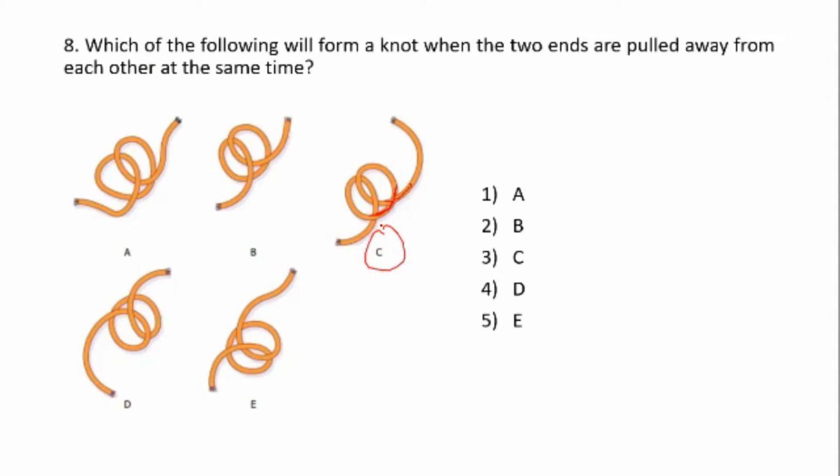Why? Because you can see that one of these is above this overlapping rope, and the other one is on the bottom part. So when you pull this one there and this one there, they will form a knot. While the others, they are both on the top, and here both on the top of the overlapping rope. Right?